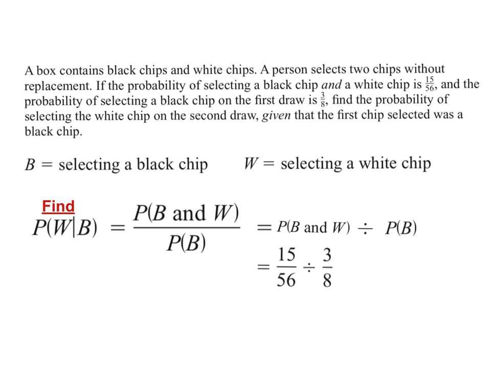What is it? Ashton? 5 over 7. Okay, so the probability of drawing a white chip, knowing a black's already been drawn, is 5/7.